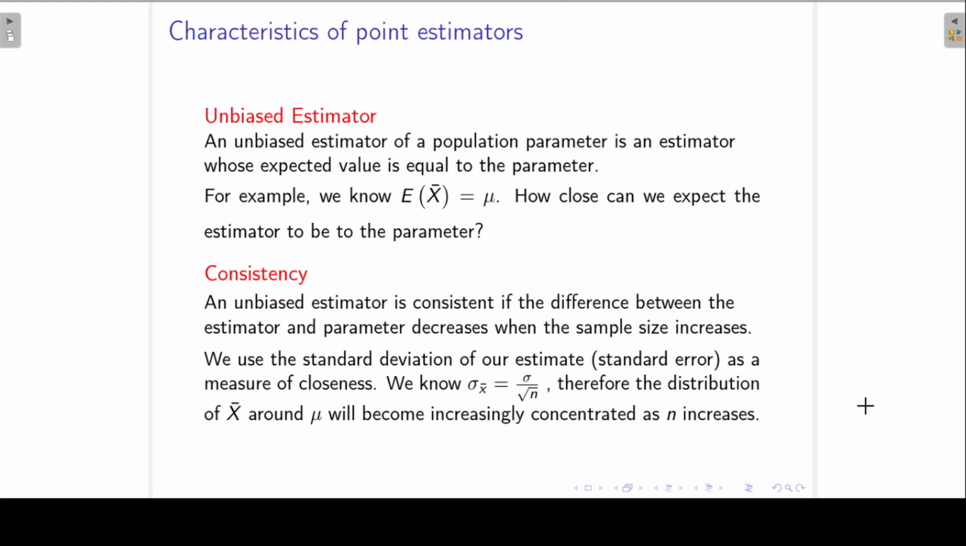We know that the standard error of the sample mean is given by sigma over square root n. So sigma is the population standard deviation over the square root of the sample size. So that means that the standard deviation of the sample mean becomes smaller and smaller as my sample size n increases, because I divide by the square root of n.